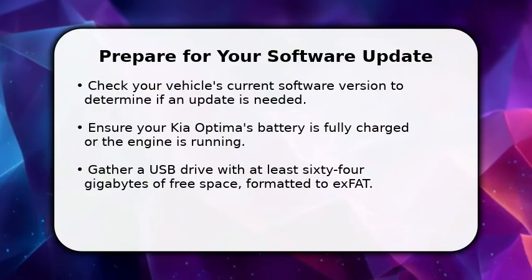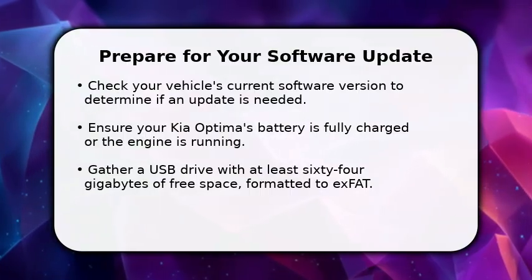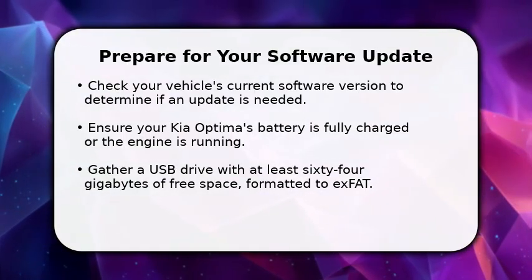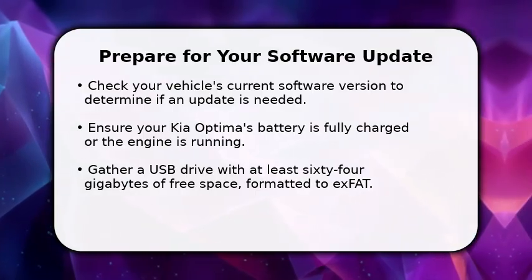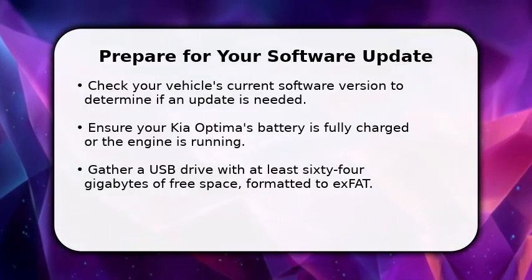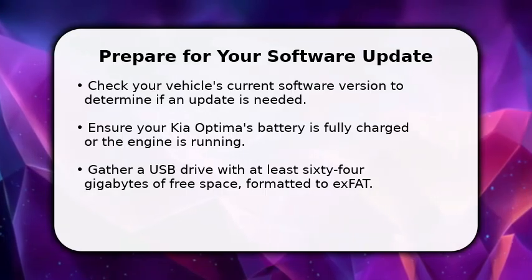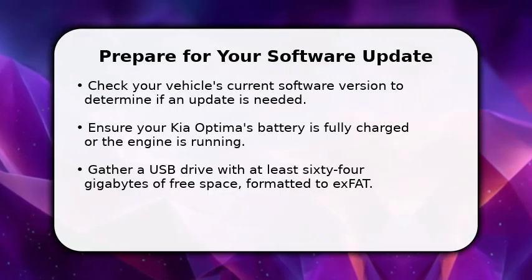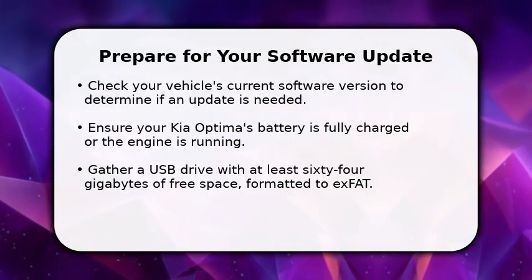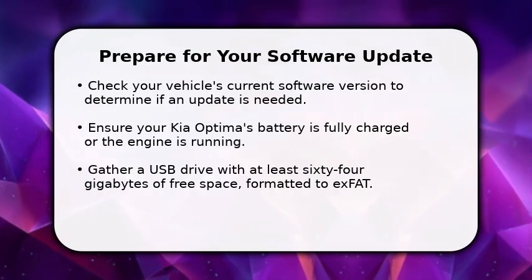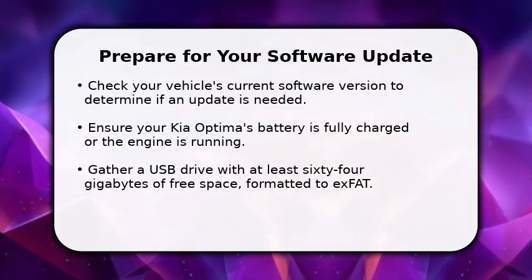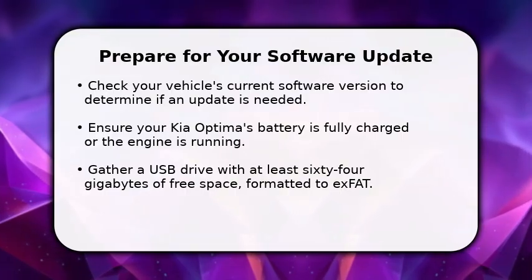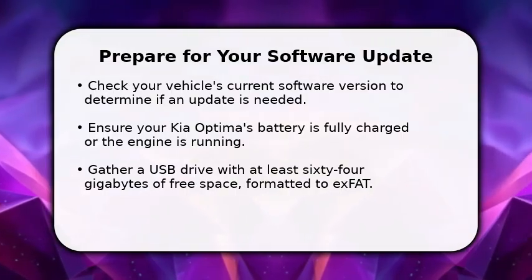In this video, I will explain how to update your Kia Optima software. First, you will need to prepare your vehicle and gather the necessary tools. Make sure your car's battery is fully charged or the engine is running to prevent power loss during the update. You will also need a USB drive with at least 64 gigabytes of free space, formatted to XFAT, to download the update files. This preparation ensures a smooth and successful process.